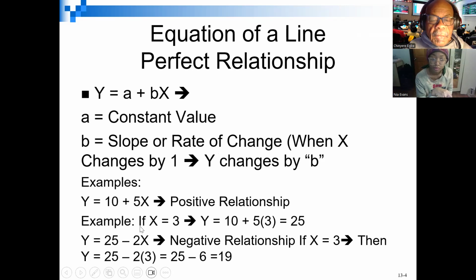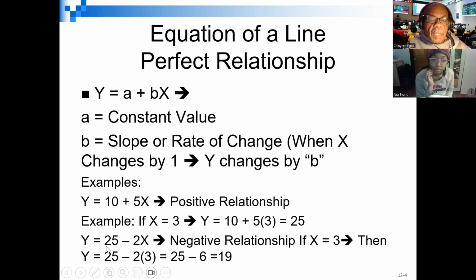If X is equal to 3, Y is equal to 10 plus 5 times 3. Y is equal to 10 plus 5X. So when X is 3, then 10 plus 5 times 3, then Y will be 25.